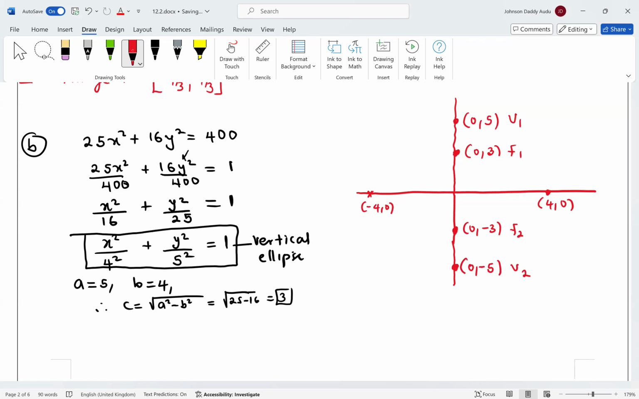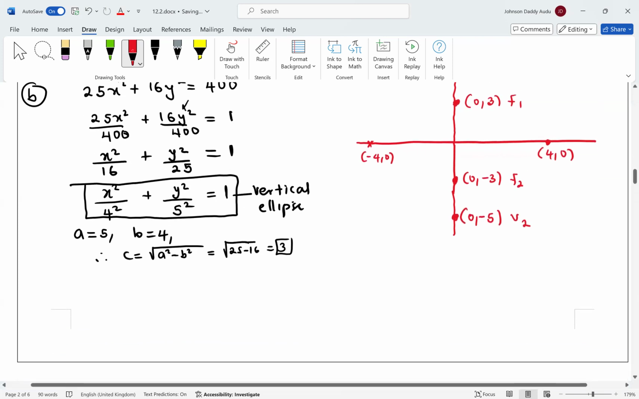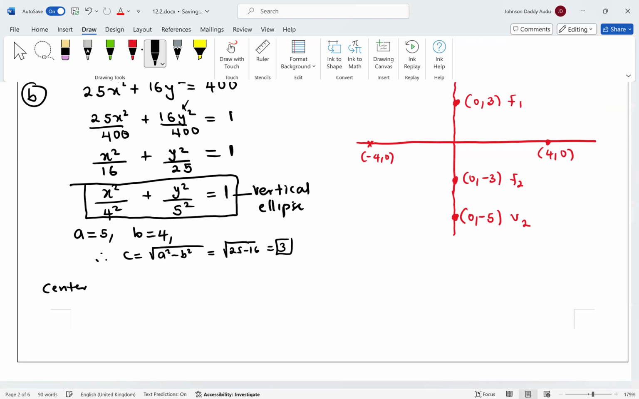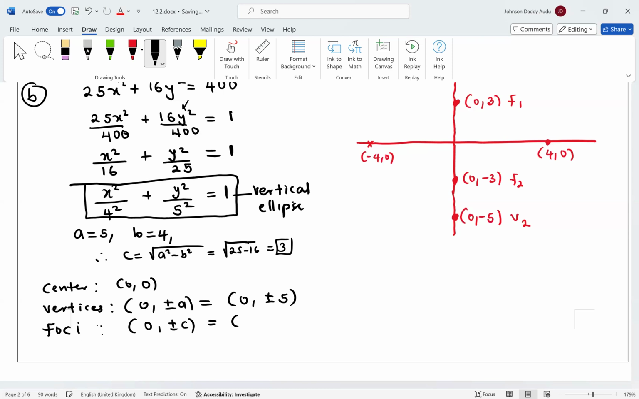All right, so let's write this data out before we plot it. So what am I saying? The center is just 0, 0, and the vertices in this case are going to be 0, plus minus a. This is 0, plus minus 5, so you have 2. And as well, the foci are also going to be 0, plus minus c, which is 0, plus minus 3.